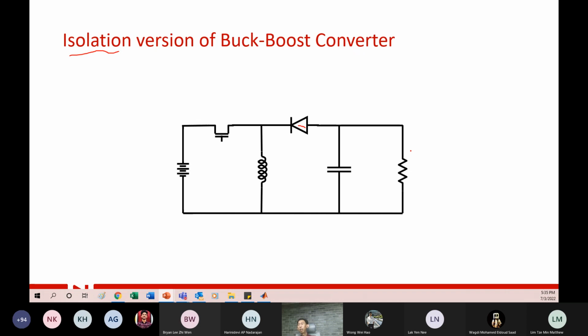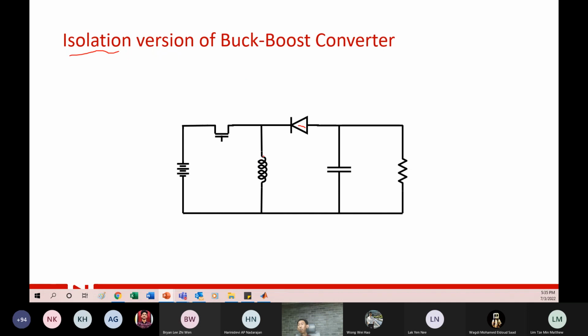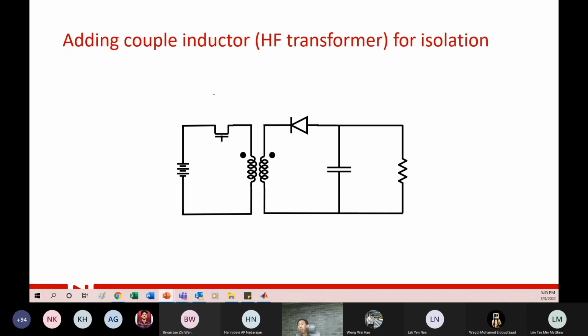So let's see. Again, this is the buck boost converter. The transistor is here. The inductor and the capacitor are in parallel and blocked by a transistor. So how does this insulation take place? First of all, you will use a coupled inductor instead of just a single inductor. There are different names in different textbooks. Some refer to it as a high frequency transformer. Some say no, we cannot call it a transformer, we call it a coupled inductor. But anyhow, it provides insulation.